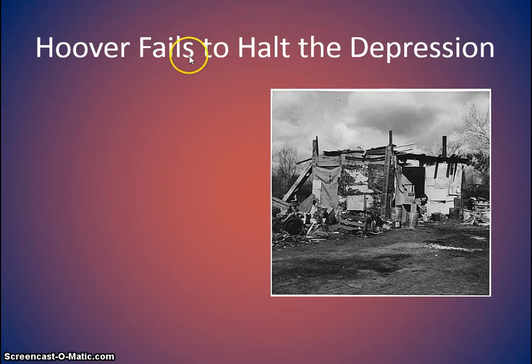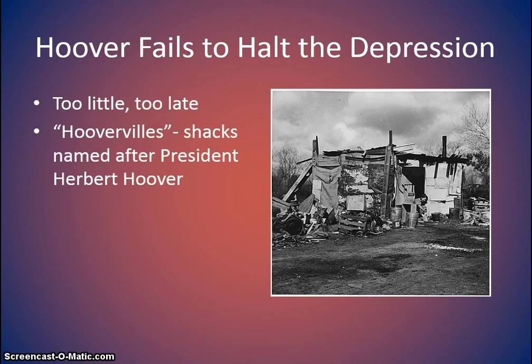And the last thing here, Hoover fails to halt the Depression. Now we know that in 1928, Herbert Hoover becomes our president. So when Herbert Hoover becomes the president, and remember, he had this idea that poverty will end. Obviously, it didn't, because the next year you have the stock market crash and the Depression, of course. So he tried to do too little, too late. Hoovervilles were set up, and these are shacks named after President Herbert Hoover.